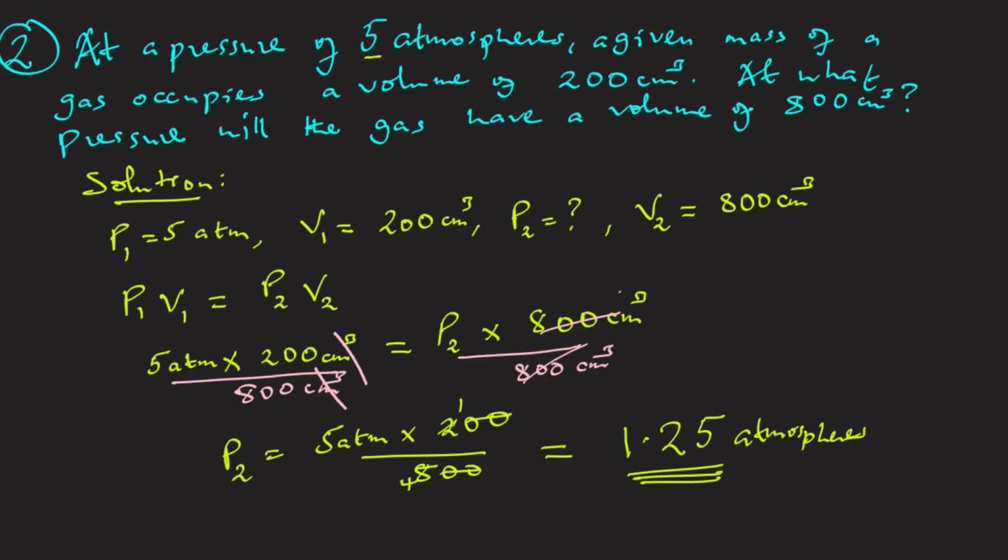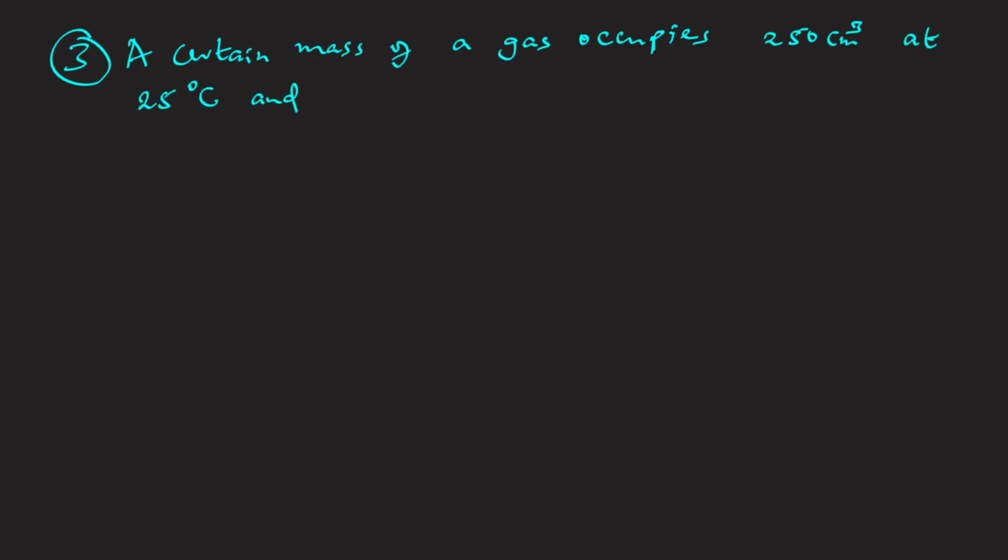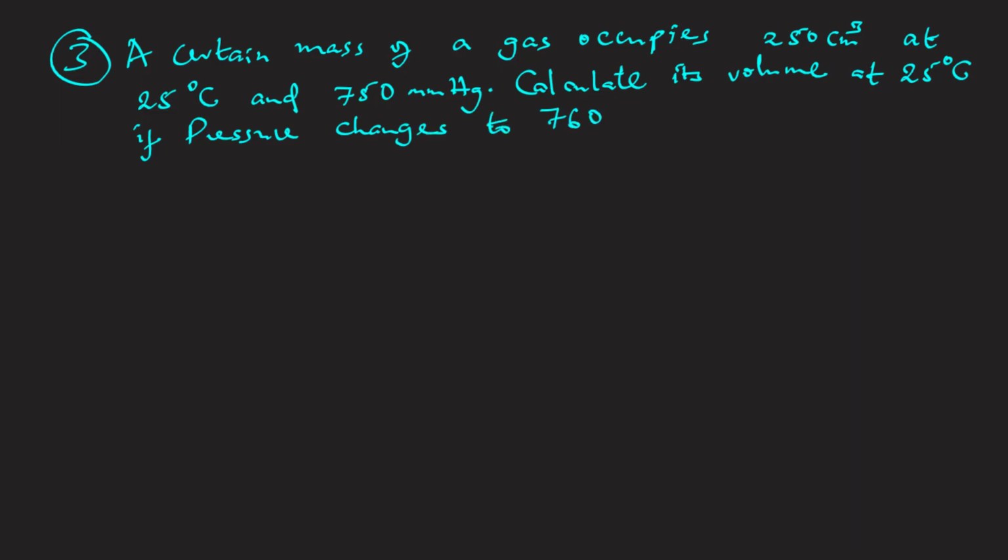Let's try our last example. A certain mass of a gas occupies 250 cubic centimeters at 25 degrees Celsius and 750 millimeters of mercury. Calculate its volume at 25 degrees Celsius if pressure changes to 760 millimeters of mercury, in SI units. You can always pause this video and try to solve this problem, then come back and we solve it together.